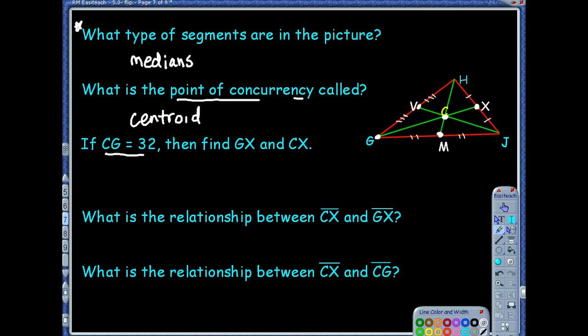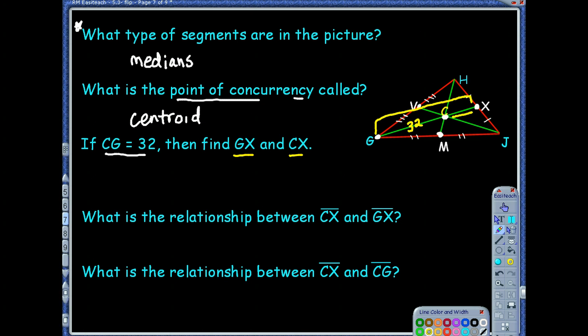It says, let's say CG is 32. So CG is 32. That's this segment right here. And it says find GX, which would be that whole median. And find CX, which is this little segment right there.